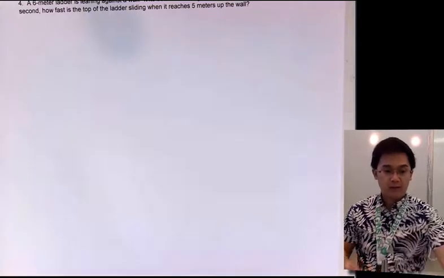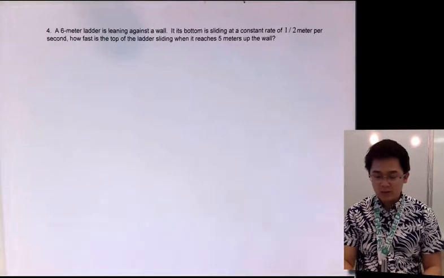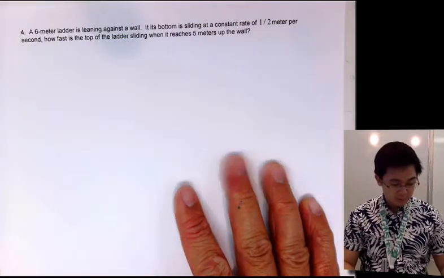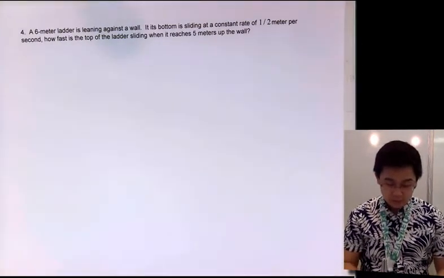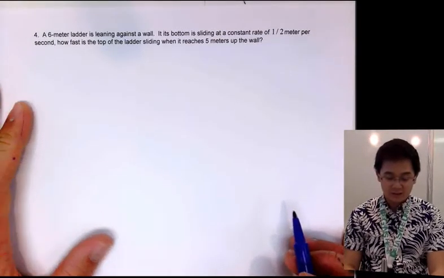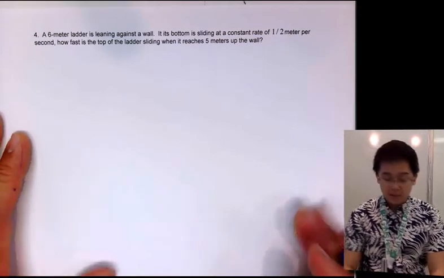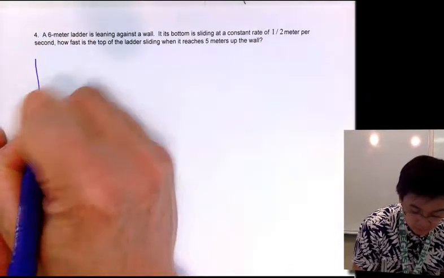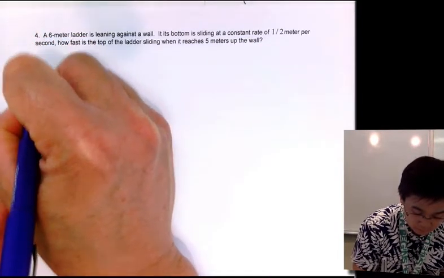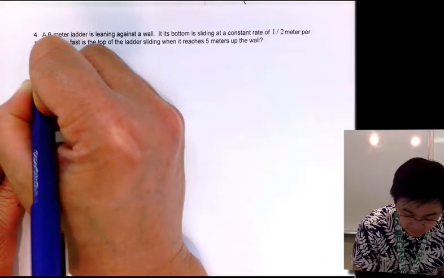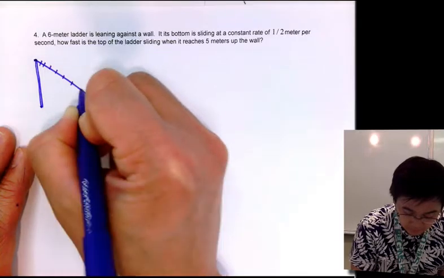And for our last problem, this is going to be a different geometric figure once again, and let's go ahead and read the problem. So in this problem, we have a 6-meter ladder that is leaning against the wall. So the first sentence in this particular problem will set up our equation. So this is the wall, and this is our ladder leaning against the wall.